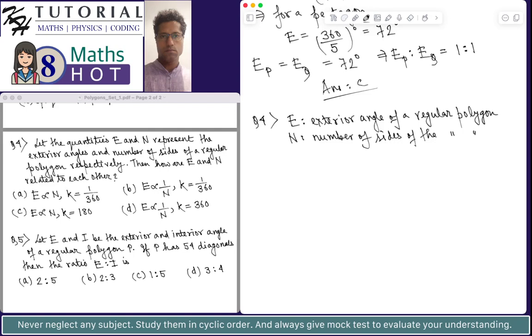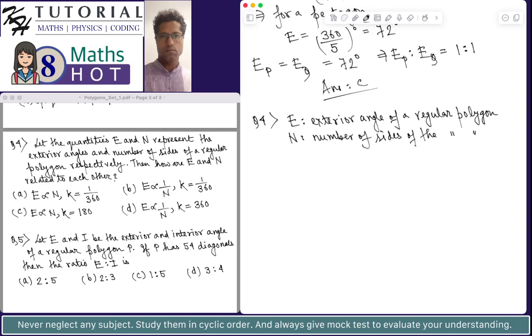The choices are: choice A, E varies directly with N, with constant of proportion as 1 by 360. Choice B, E varies inversely as 1 by N, with constant of proportion being 1 by 360. Choice C, E varies directly with N and K is 180, and D, E varies inversely with 1 by N with K equals 360.